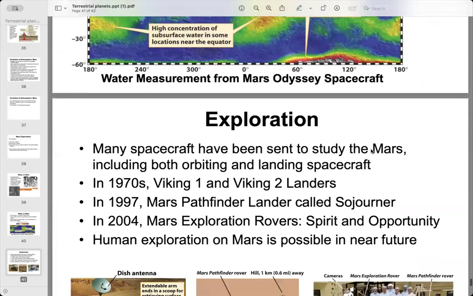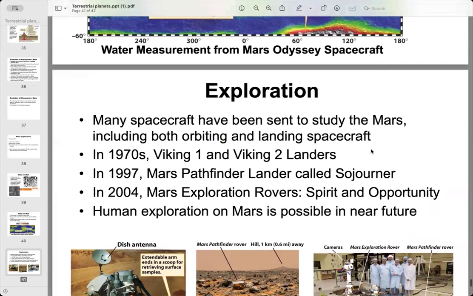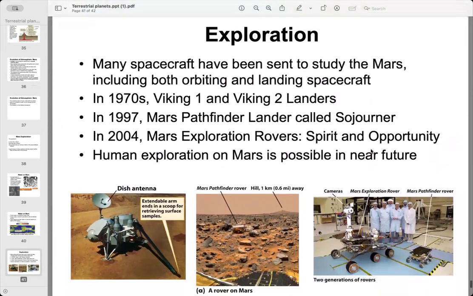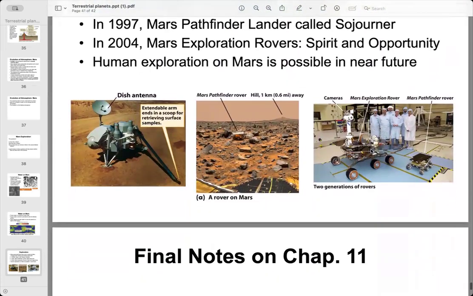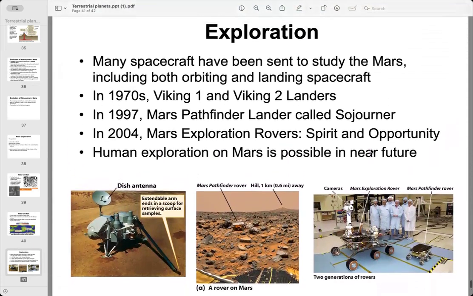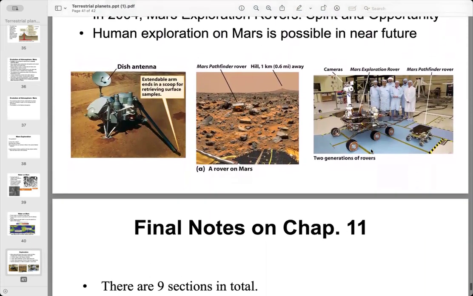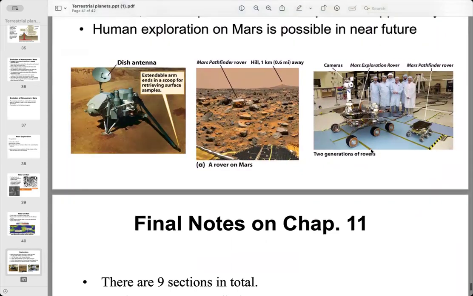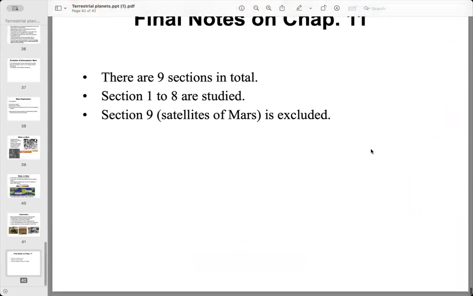Here is a history of the various robotic explorers that have been sent to Mars. Right. And with that, we finish this chapter.